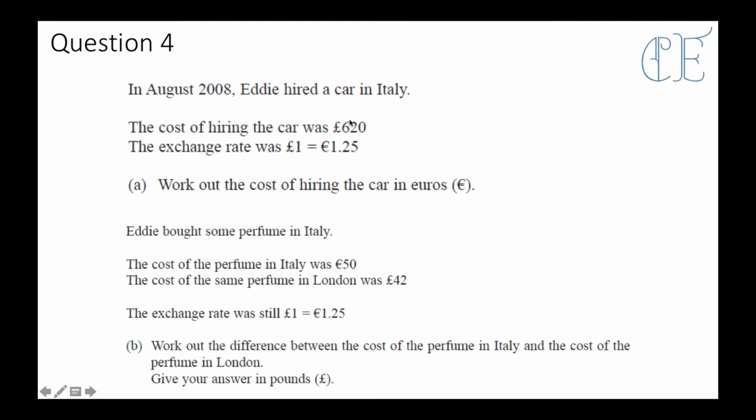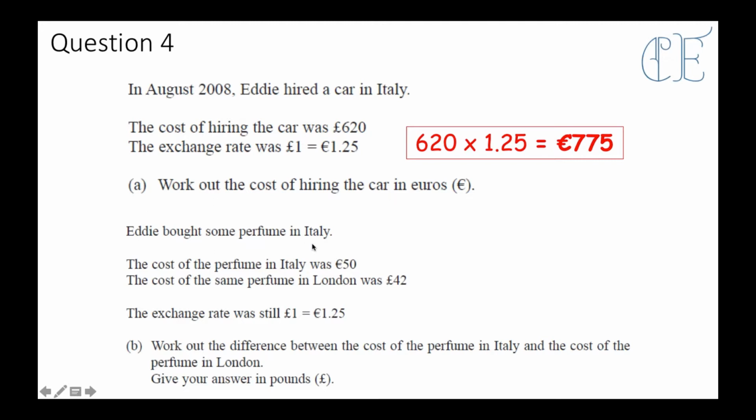So we know that it cost him £620, and this is my exchange rate. If I want to go from pounds to euros, I'm going this way, which means I need to times this number by the exchange rate. 620 times 1.25 is €775. So that was quite a nice question.